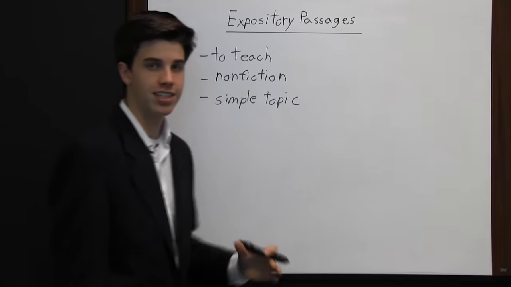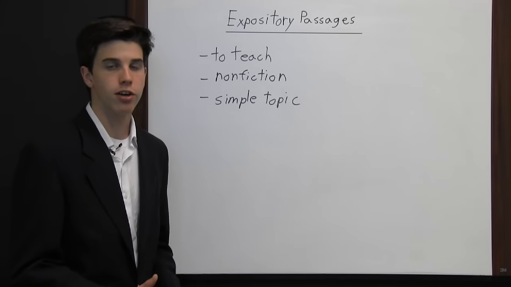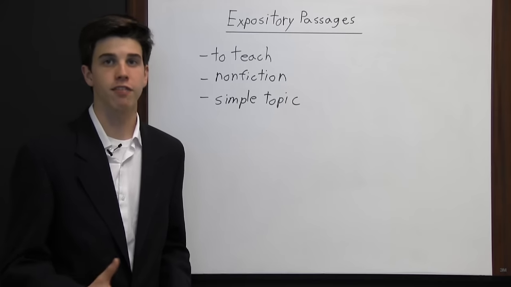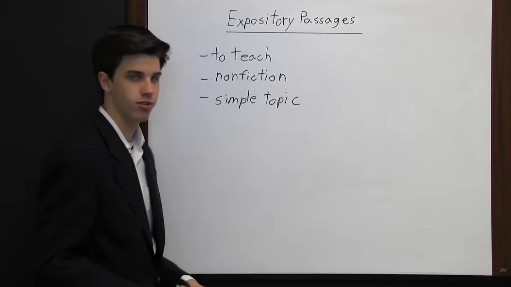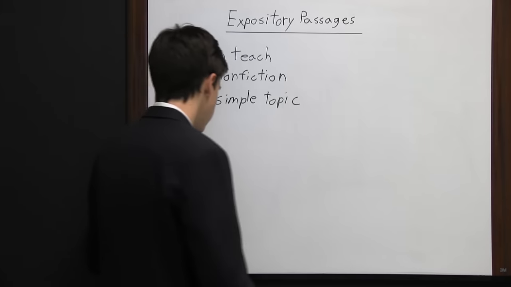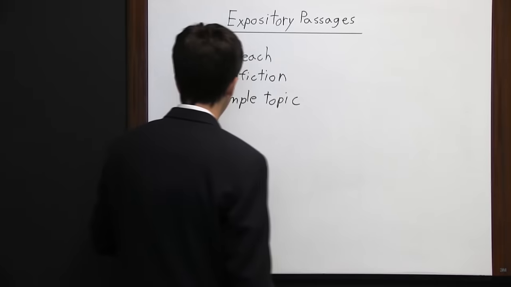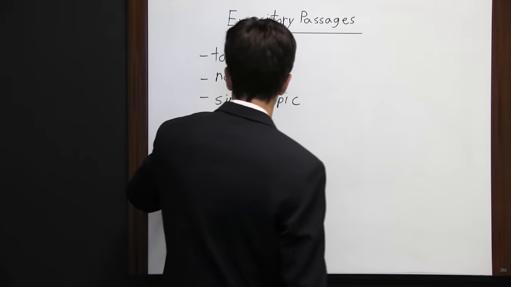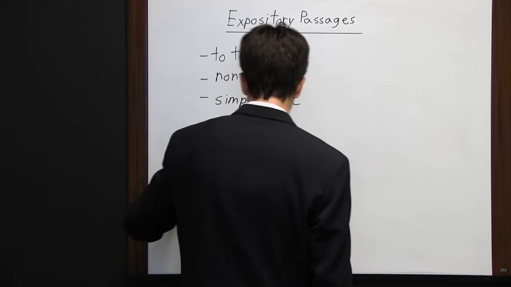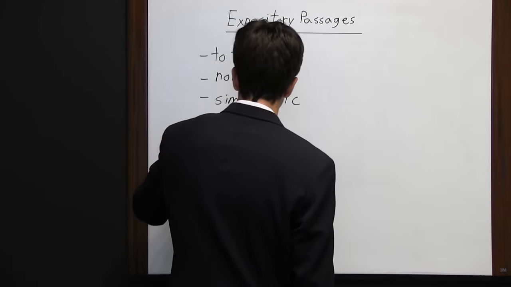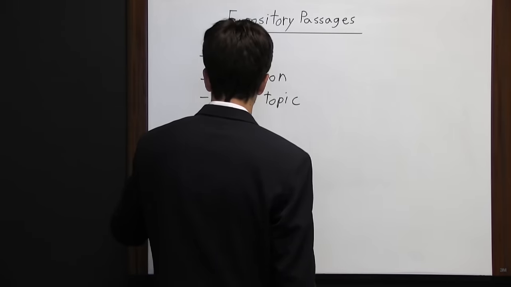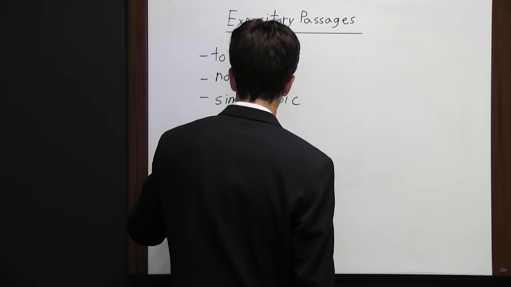It's also going to be a very easily defined topic, because the writer of one of these types of passages wants the reader to be able to understand what they're saying very easily, because they're trying to teach them something. So everything's going to be very simply stated so that the reader can understand what the writer is saying. Oftentimes, expository passages will contain words like first, next, for example, or therefore.